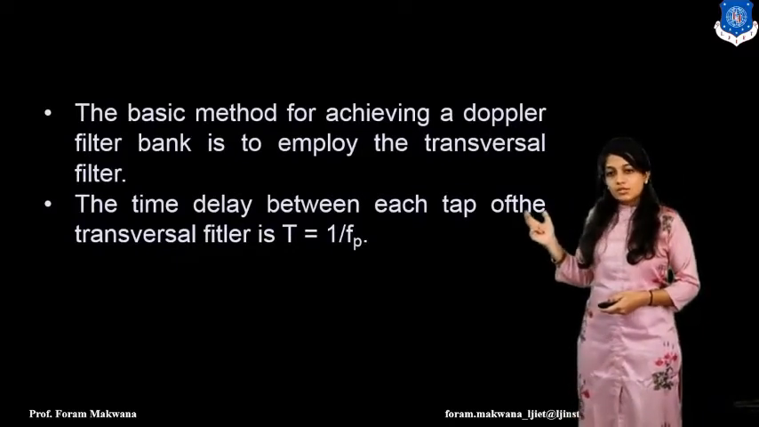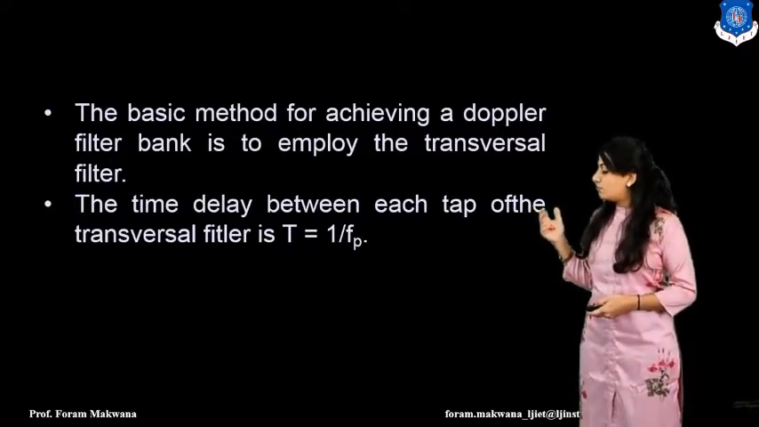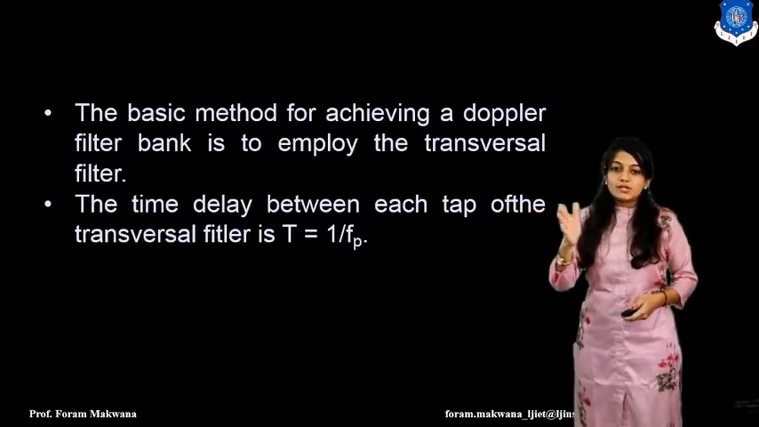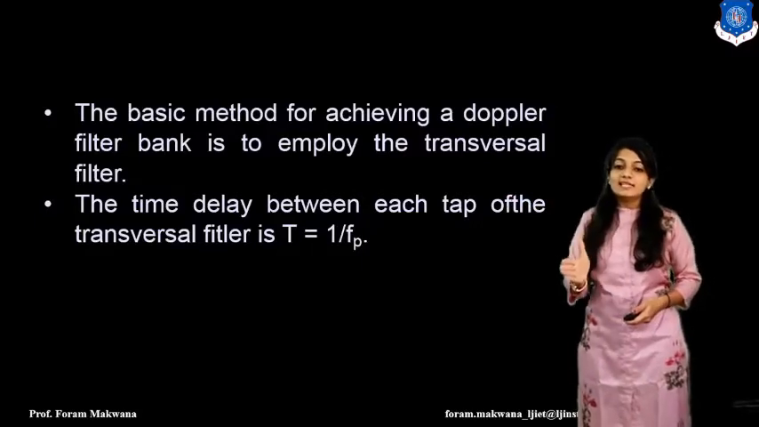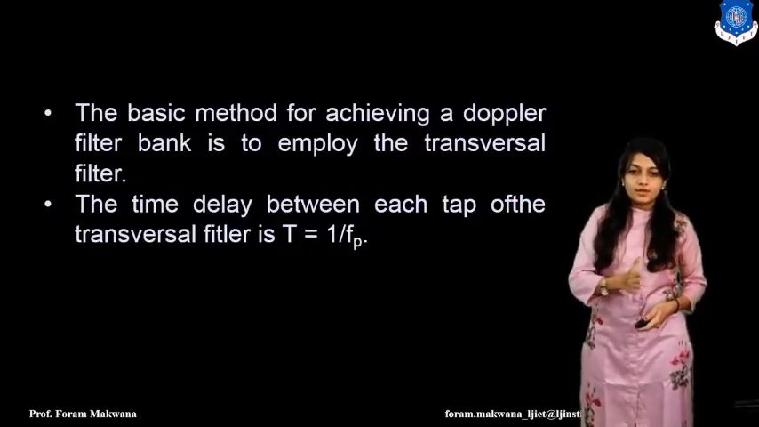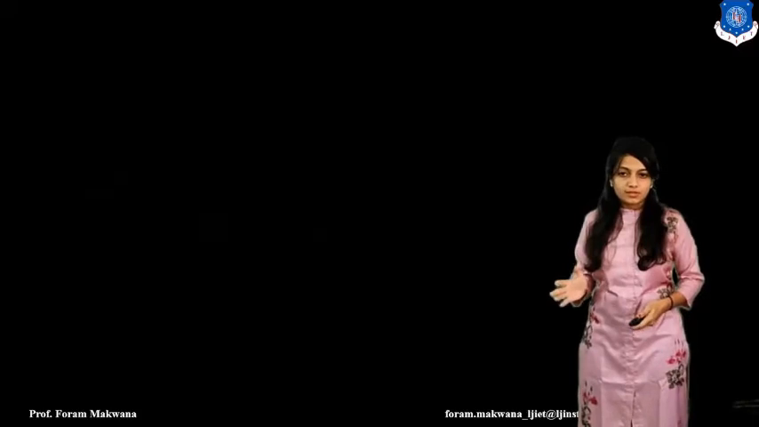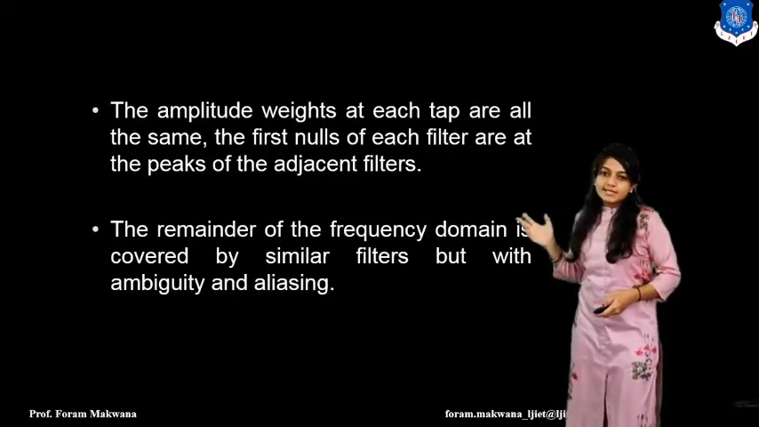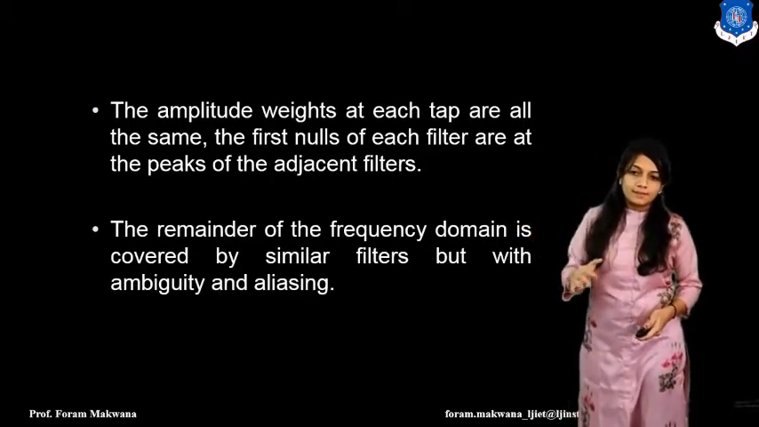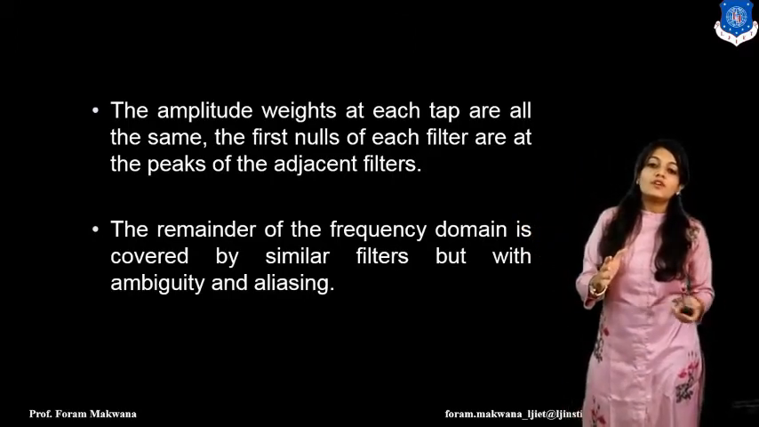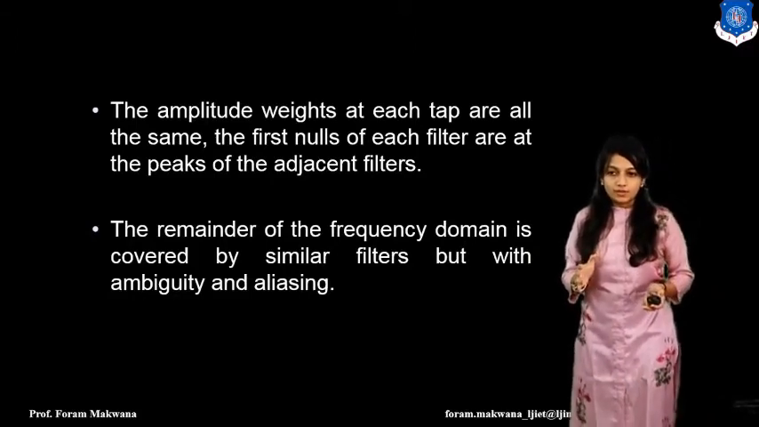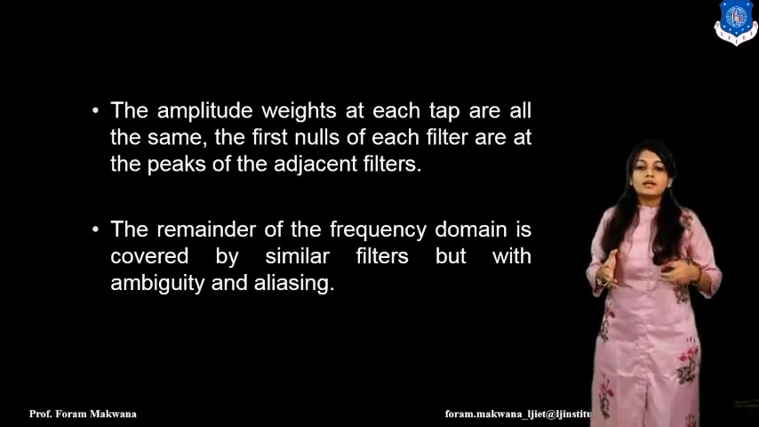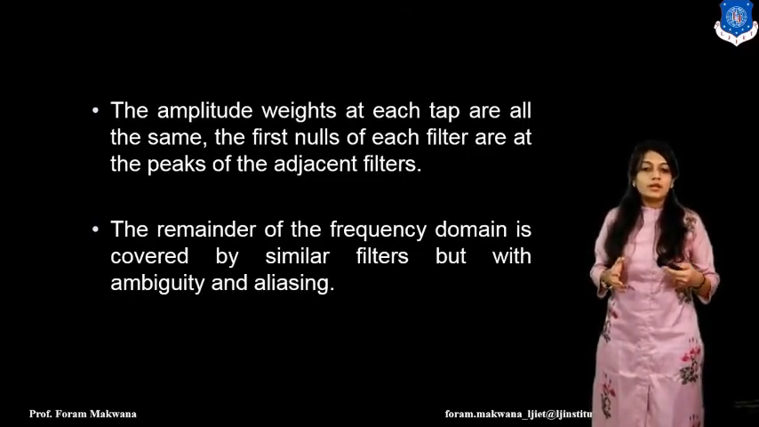The basic method for achieving this Doppler filter bank is we are going to use a transversal filter. That means the time delay between each tap of the transversal filter is T equals 1 upon Fp. Fp stands for pulse repetition frequency. The amplitude weights at each tap are the same. The first null of each filter is at the peak of the adjacent filter. Okay. So we can say that the remainder of this frequency domain is covered by a similar filter but with the ambiguity and aliasing effect.